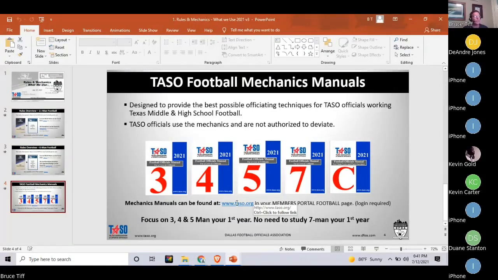But again, the key thing I want you to know here is we're going to talk about mechanics in each of the classes tonight. But you really need to be focusing on 3-man first, then 4-man, and then 5-man, because they kind of incrementally build on each other. If you start with 5 and then try to go to 4 and then 3, it's a little awkward to try to catch on to each of the mechanics.